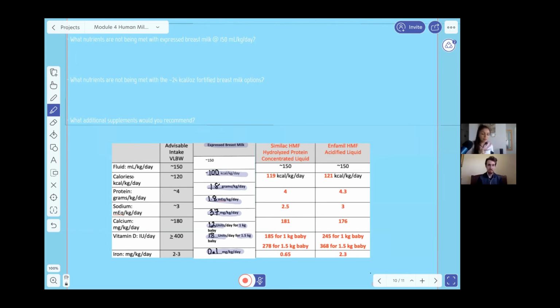Next, what nutrients are not being met with the 24 kcal per ounce fortified breast milk options? So now we're going to be comparing our Similac and our Enfamil.